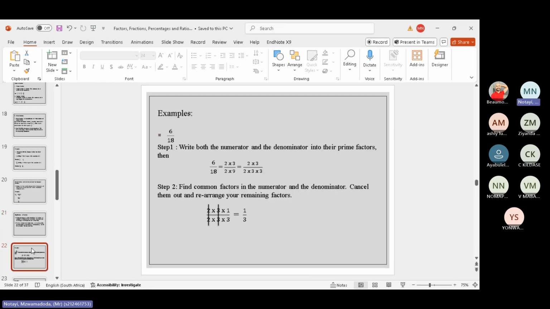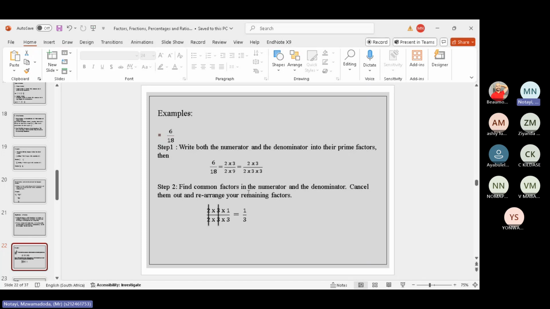Okay, let's look at the examples. If we're given a fraction 6 divided by 18, what do we do? We want to simplify this fraction. So we write both the numerator and the denominator into their prime factors. Then we have 6 divided by 18 being equal to, the prime factors of 6 will be 2 times 3. And then those of 18, we can write 18 as 2 times 9. And then 9 can also be written in its prime factors, so we have 2 times 3 times 3. And then we have 2 times 3 divided by 2 times 3 times 3.